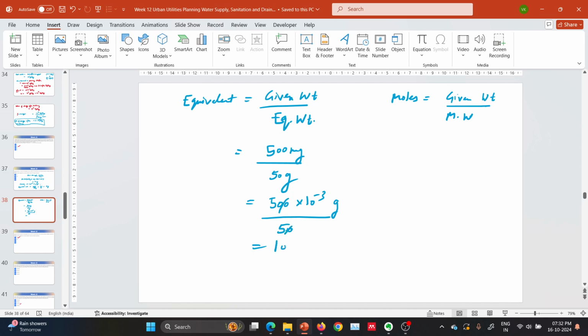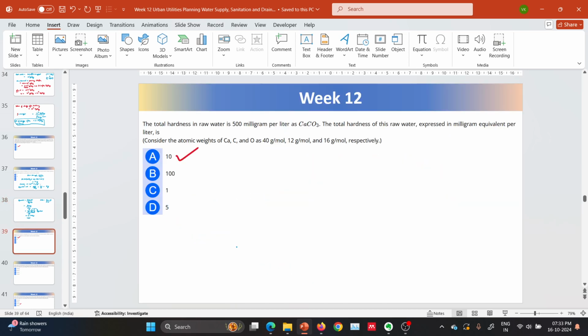So I can write it as 10. This is the unit, it will be in equivalents. And this 10 to the power minus 3, if I combine these two, I will call it 10 milli equivalents. So the answer is 10 milli equivalent. Correct. The answer is 10 milli equivalent.